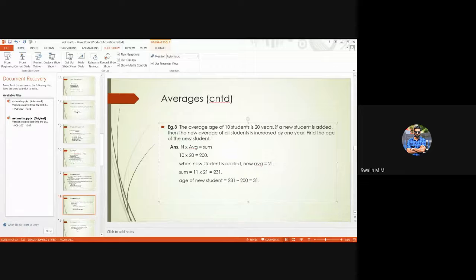If the new average had been decreased by 1 year, then the student would have been less than 20 years old. And if the student is older than the average age of the whole class, then the total average will increase. Clear? Any doubts?